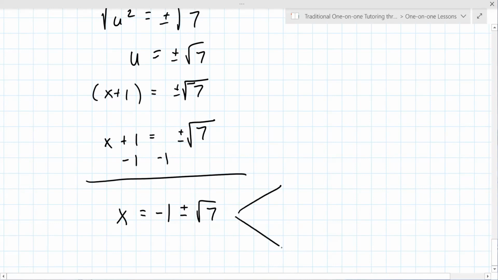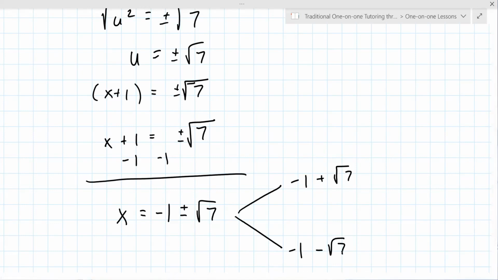Okay. So here's literally what this means. And you're not going to like this, but it's minus 1 plus the square root of 7, minus 1 minus the square root of 7. And this is also not friendly, but it's a variation on it. So then, is that it? That's it. Yeah, that's your answer.